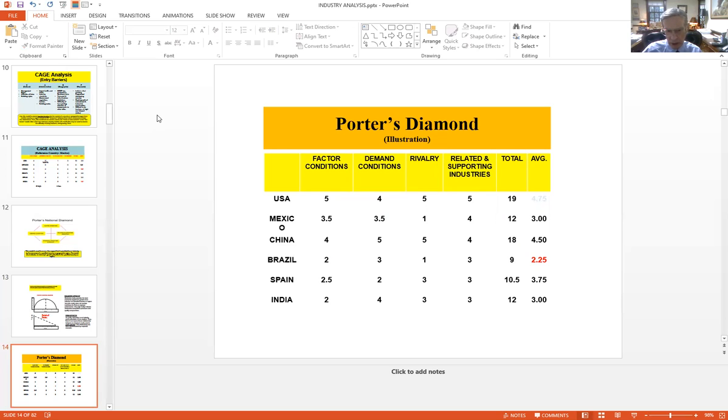Anyway, we can use Porter's diamond to assess the relative attractiveness of an industry and its growth potential.